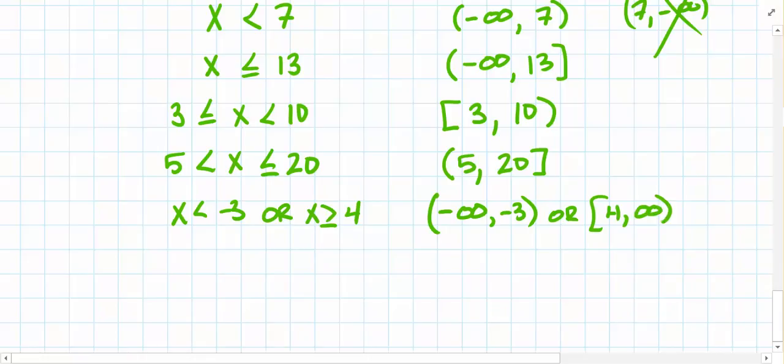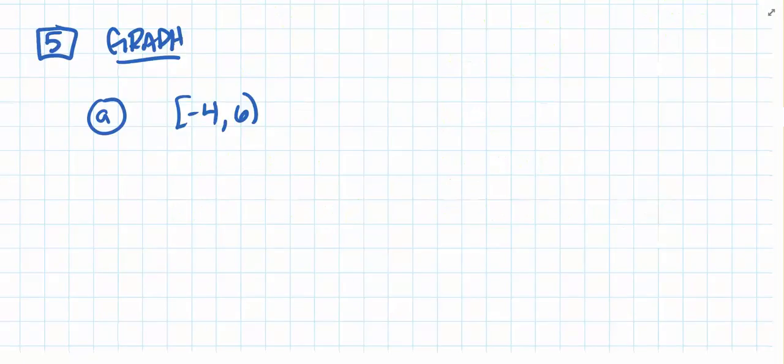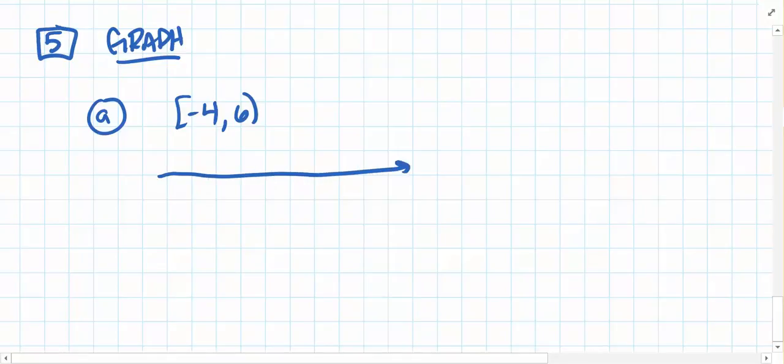Okay, so let's practice this, right? -4 to 6. Well, what interval are we talking about on the number line? Well, this is what we're talking about, okay? So here's 0, here is -4, here is 6. -4 is included, 6 is not, and I'm talking about that interval right there. The interval that's between -4 and 6, where -4 is included and 6 is not.